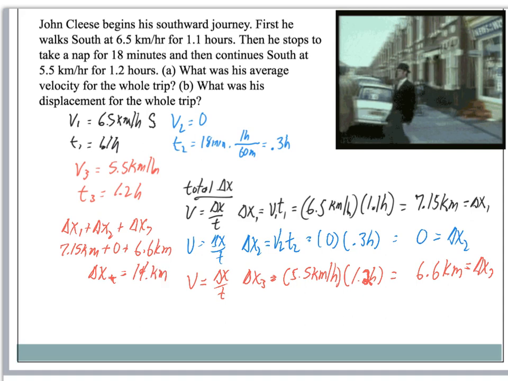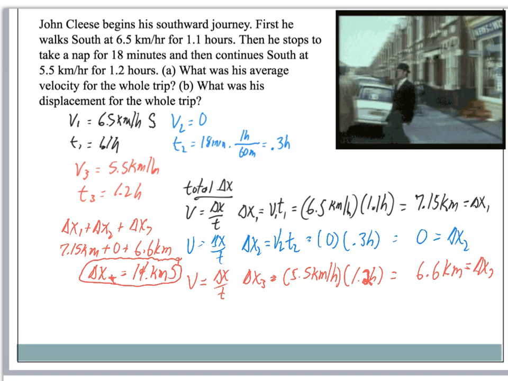And do we need a direction? Well, we were asked to find the displacement, so we certainly do. All directions were south, so I'm just going to put a south there. All right, 14 kilometers south. Now, of course, we did do some rounding there for the addition. 14 kilometers south is the answer to letter B.